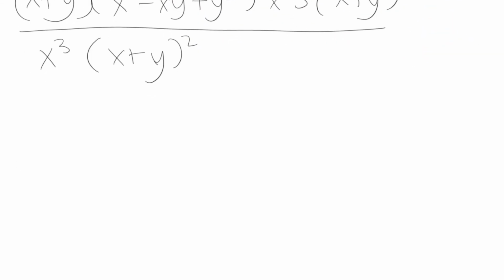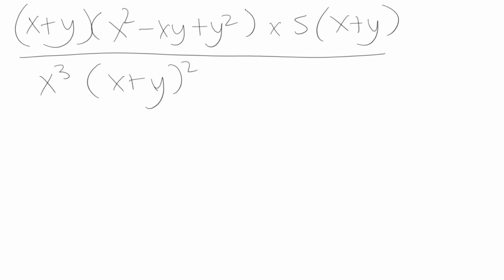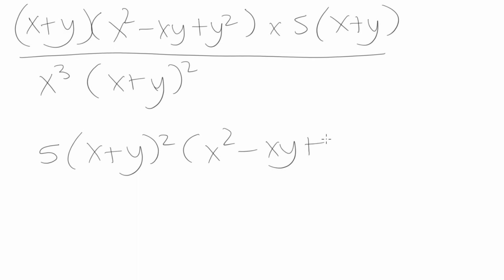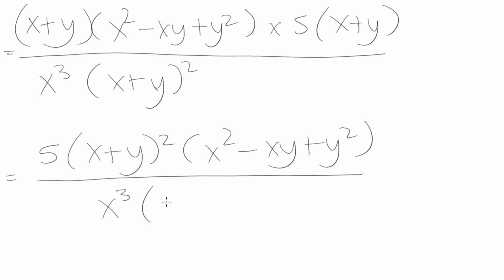Let me just scroll down and give ourselves some more space. So our numerator can be further simplified by, we're multiplying the whole thing by 5. We have x plus y and x plus y, so this would be 5 times x plus y squared. And then our expression here, we're also multiplying that. So we have x squared minus xy plus y squared. And in the denominator, let's just clear this up. In the denominator, we have x cubed multiplied by x plus y squared.